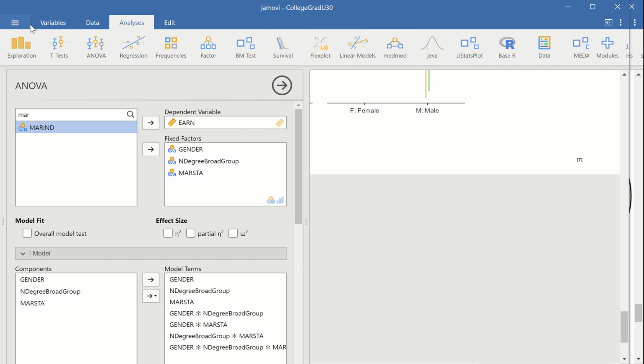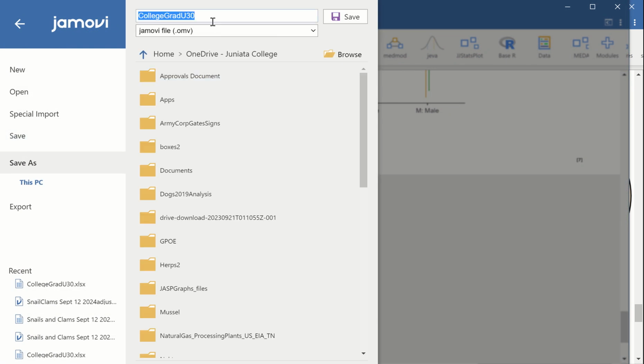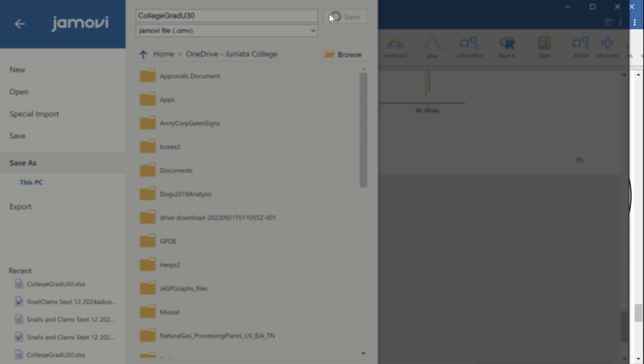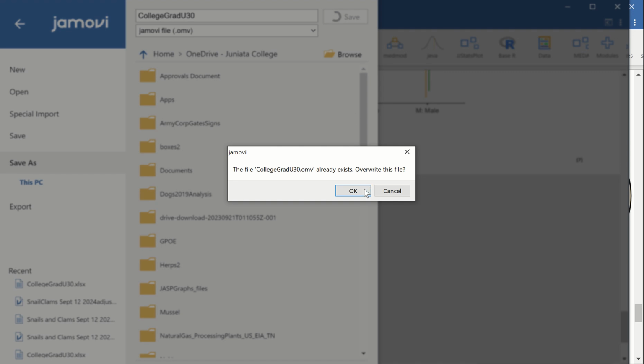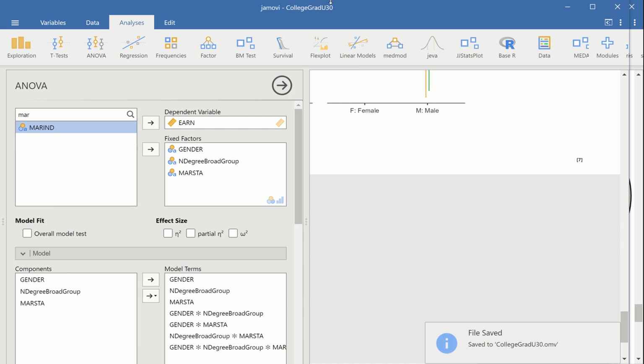Oh, quickly before I shut it down, go to save, so you can save your file. This becomes an OMV file, which is a Jamovi file, so it will open quickly. Mine's in my OneDrive, so next time I need to go, it says it's right there. Yeah, I want to overwrite it. It's going to spin for a little bit. And now I'm going to shut it down.